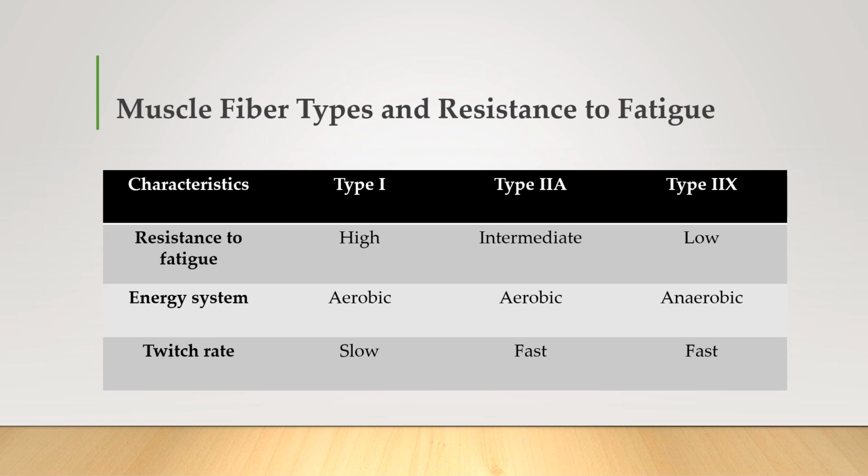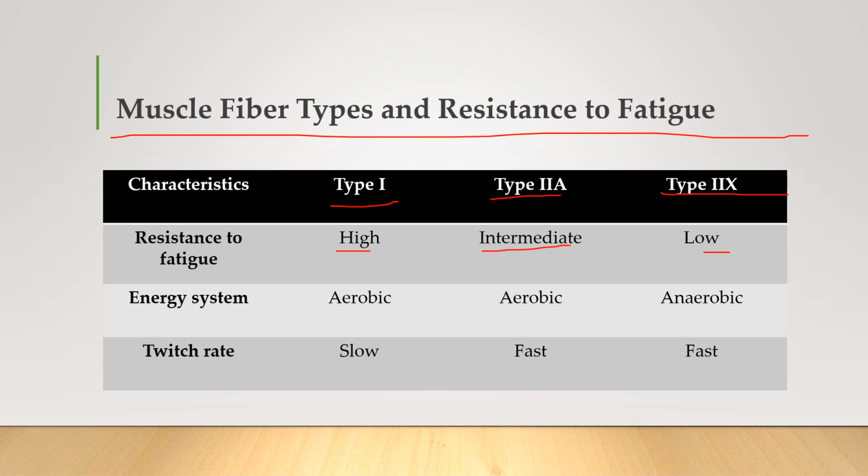And here's just a table that describes those muscle fiber types and their resistance to fatigue. So you should definitely look at this here. Again, type 1, type 2A, type 2X. You can see the resistance levels here, you can see the energy systems here, and you can see the twitch rate at the bottom.